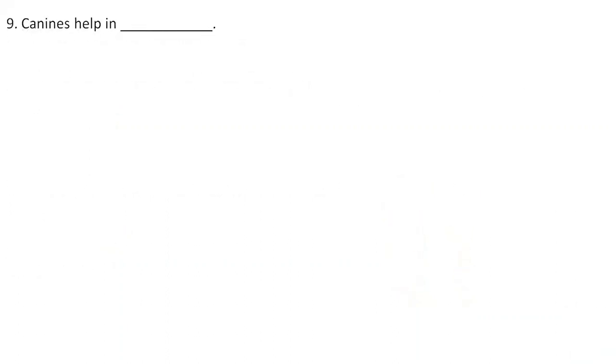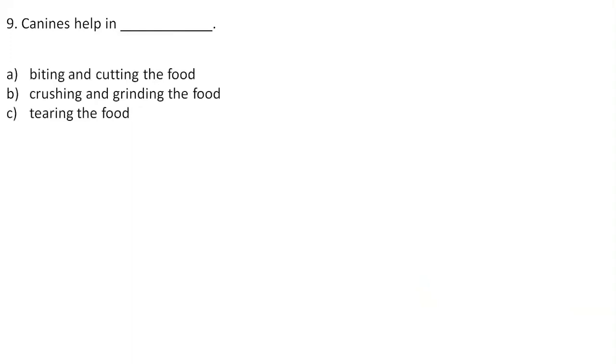Here the question is, canines help in dash. And the options are option A, biting and cutting the food, option B, crushing and grinding the food, or else it is option C, tearing the food. So what do you think? What should be the correct answer? Here the correct answer is option C, tearing the food.